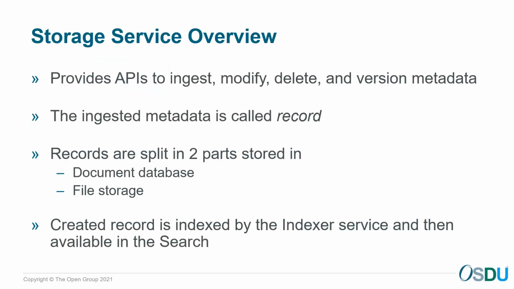The storage service provides a set of APIs to manage the entire lifecycle of data, such as ingestion, modification, deletion, and versioning. The manifest to be ingested is called a record. An ingested record is split in two parts. Basic data is stored in the document database, and the record payload in the file storage. After the record is ingested, it is going to be indexed and available via the search service.